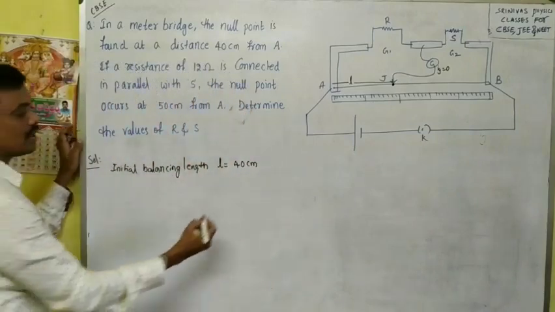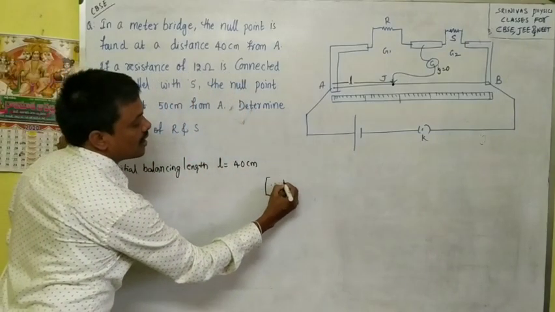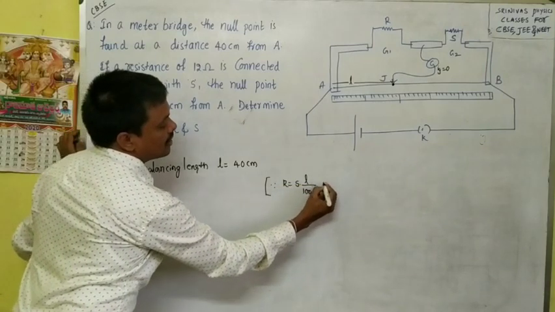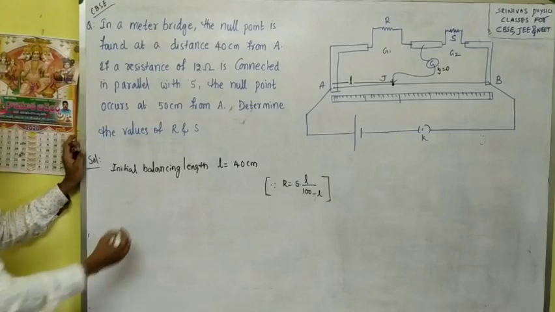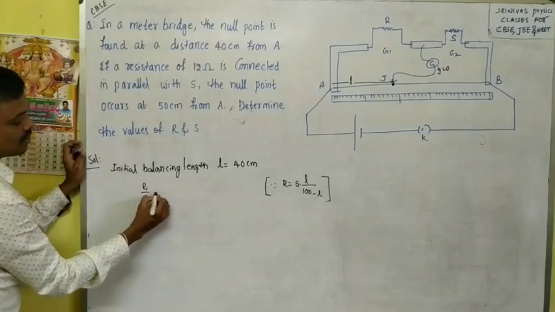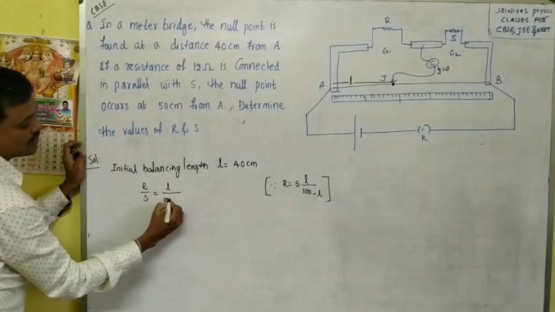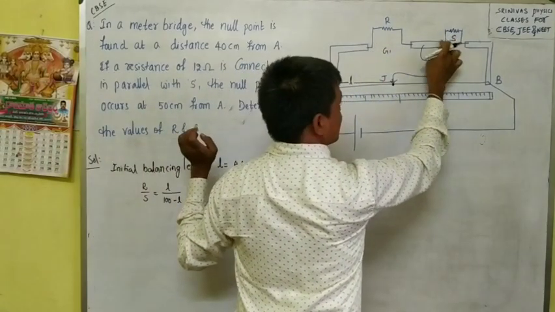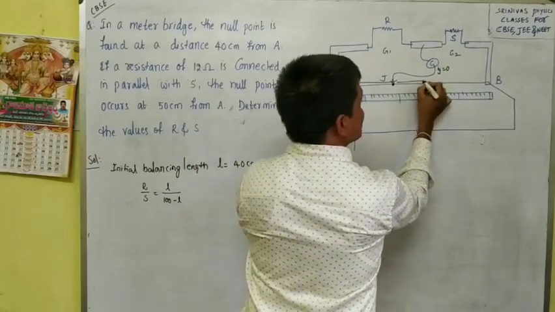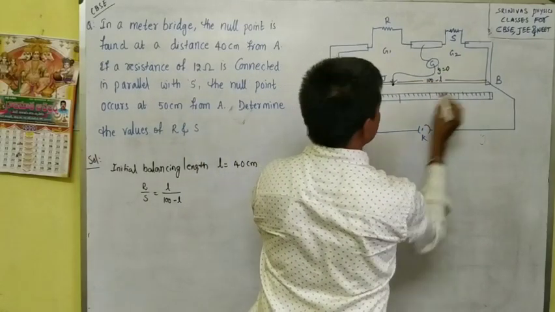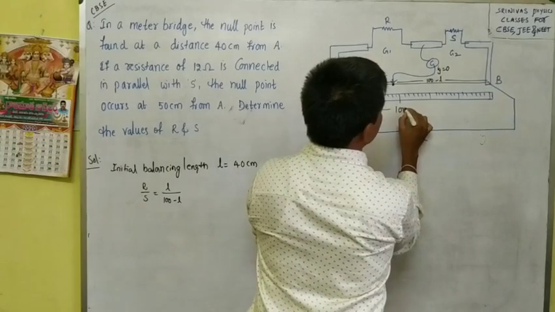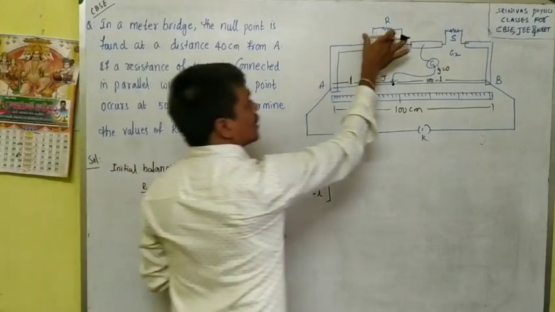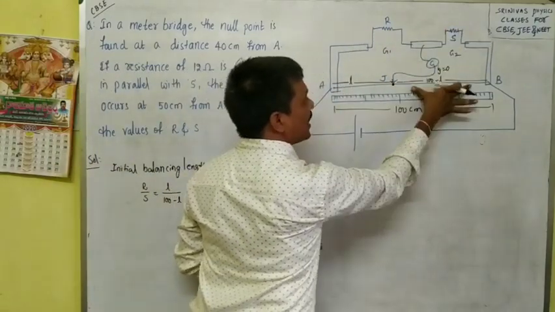Then what formula do we write? According to the meter bridge formula, R is equal to S into L by 100 minus L. From this we write R by S is equal to L by 100 minus L: left side wire resistance by right side wire resistance, and left side length by right side length. The right side length is 100 minus L because the full length is 100 centimeters.